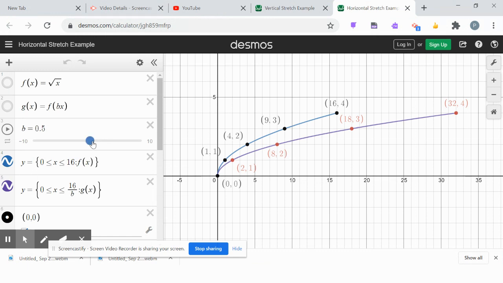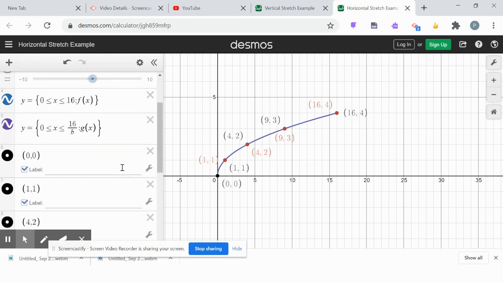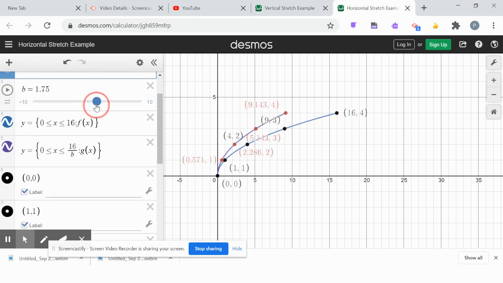Okay, so what we have here, here's our graph, y = f(x) = square root of x, and we talked about this function earlier on. Now what happens if we have this b value here? If I start making b 2, if this is my original, what I've done is I've gone 16 times 1/2 to get to 8.